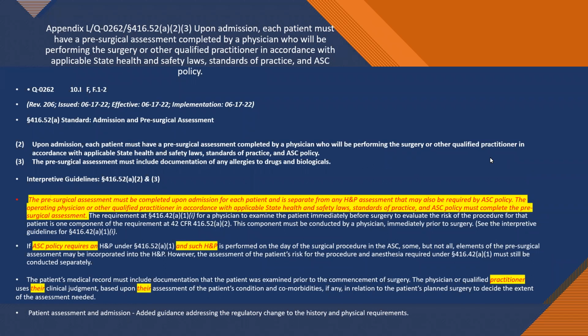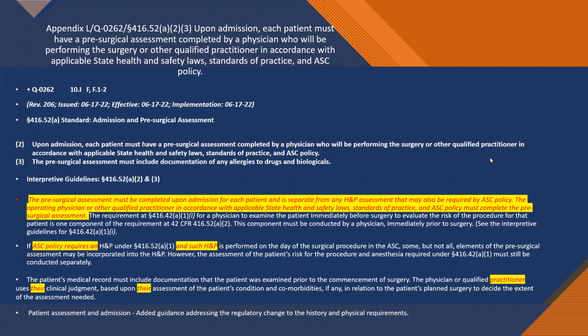The pre-surgical assessment must include documentation of any allergies to drugs and biologicals. The pre-surgical assessment must be completed upon admission for each patient and is separate from any H&P assessment that may also be required by the ASC policy.